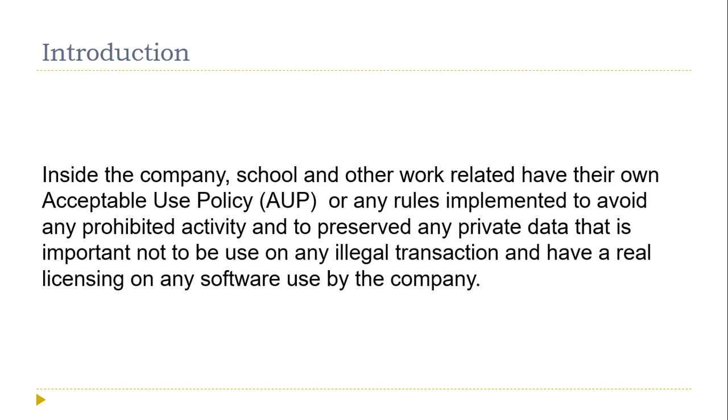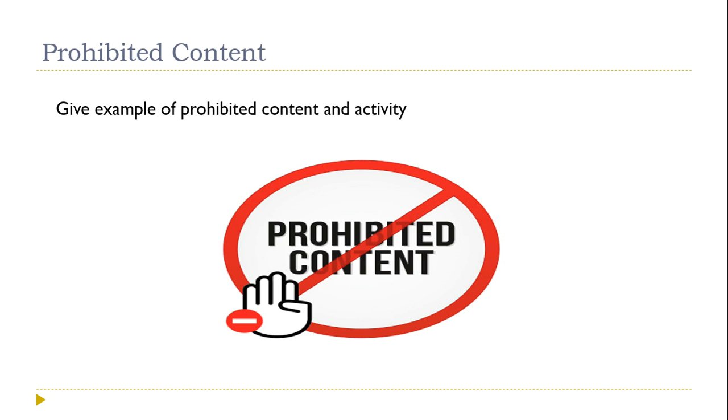Inside the company, school and other work-related settings have their own acceptable use policy or rules implemented to avoid any prohibited activity and to preserve private data that is important not to be used in illegal transactions, and to have real licensing on any software used by the company. So with this data protection, here are examples of prohibited activity and content.